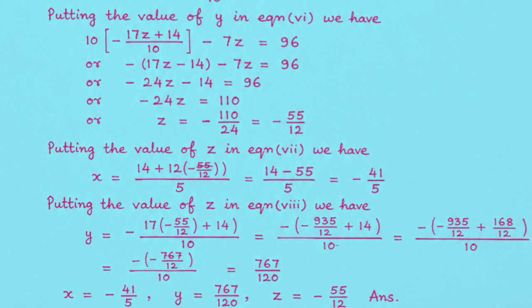10 into minus 17z plus 14 by 10 minus 7z is equal to 96, or minus 17z minus 14 minus 7z is equal to 96, or minus 24z minus 14 is equal to 96, or minus 24z is equal to 110, or z is equal to minus 110 by 24, which is equal to minus 55 by 12.